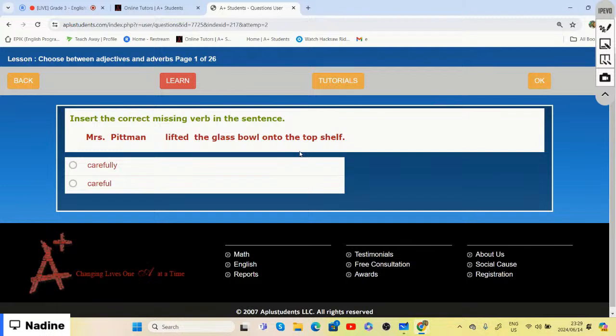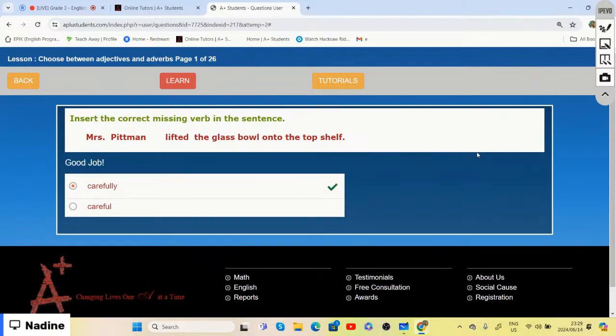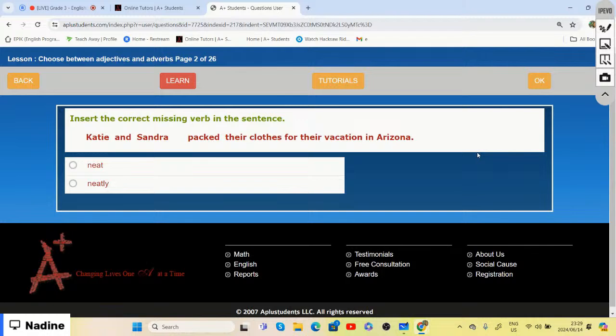All right, so if we were to choose the correct one, then we would say Mrs. Pittman carefully, yes, option one is correct. Carefully lifted the glass bowl onto the shelf. And if you look at this word, lifted, that is a verb, which means that carefully is an adverb that tells us about the verb. All right, and option one is correct.